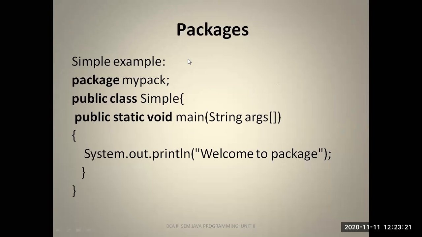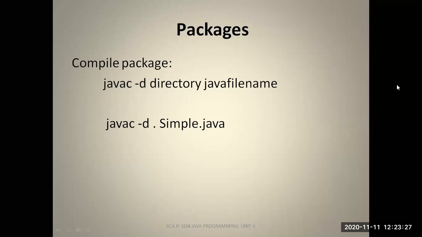After writing the program like this, you can compile a package by using a different syntax, that is javac -d directory javafilename. That is, javac -d . Simple.java. This is how we can compile any Java program which is using a package. If your program is defining a package, you first have to compile with javac -d . Simple.java.